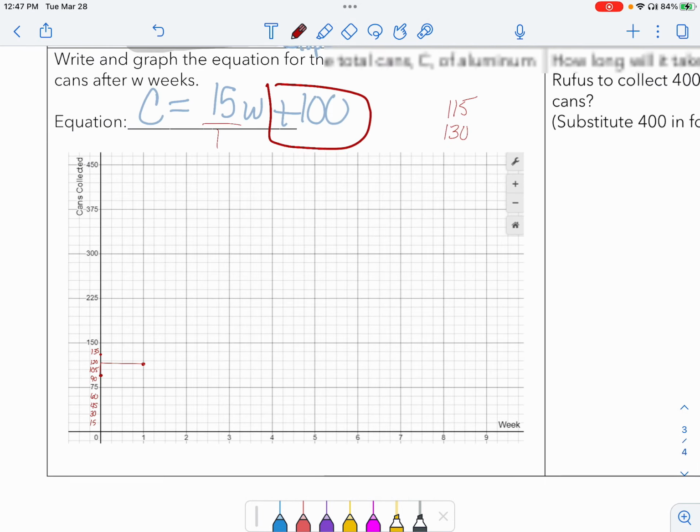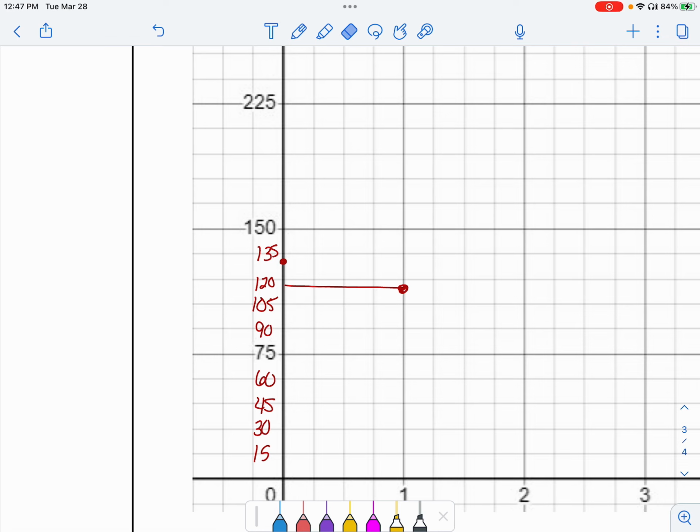Oh, I didn't graph 100 very well. That's okay. I'm going to fix it now. It should have been a little closer to 105. There we go. So up 15. Okay, now we're going up another 15 and over another 1. So that's like right here.